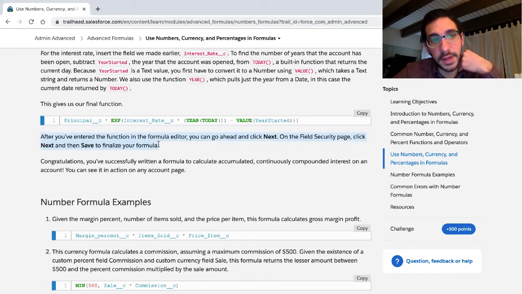And now that you've entered your function in the formula editor, you can go ahead and click Next. On the field security page, click Next, Next, and then Save to finalize your formula.